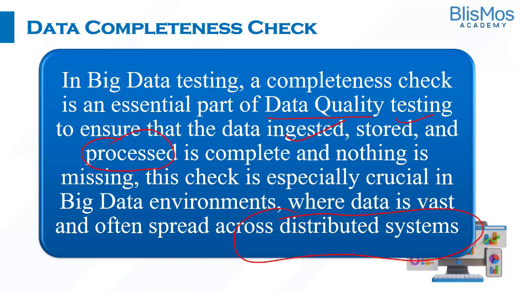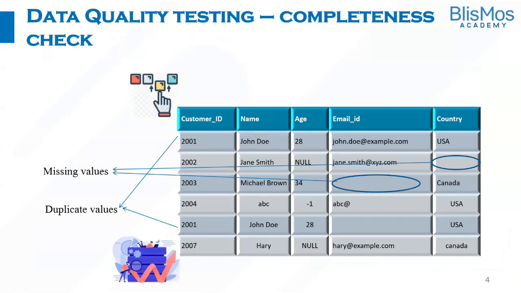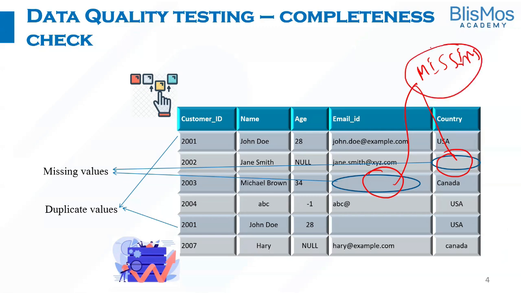So you have to ensure the data is complete in all the systems, which is distributed across different systems in a cluster. So take an example. As a part of the data completeness check, we'll see if there are any missing values. So that means if there is a missing value, then the data is not complete, right? And also we'll check whether there are any duplicate values. This duplicate value check can be considered as a part of the completeness check and also can be considered as a part of the accuracy check.